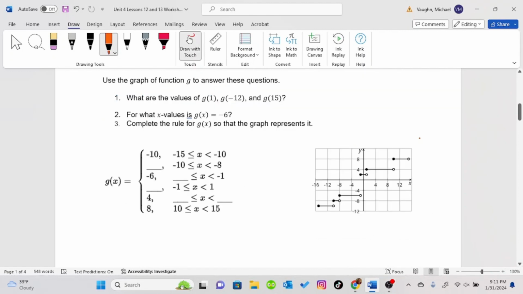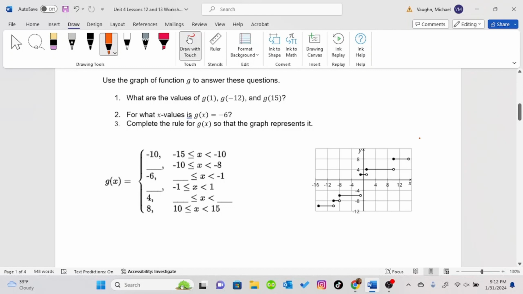Use the graph of function g to answer these questions. Number 1. What are the values of g of 1, g of negative 12, and g of 15? Remember, the number inside parentheses is your input or your x value. The function equals the output or the y value.